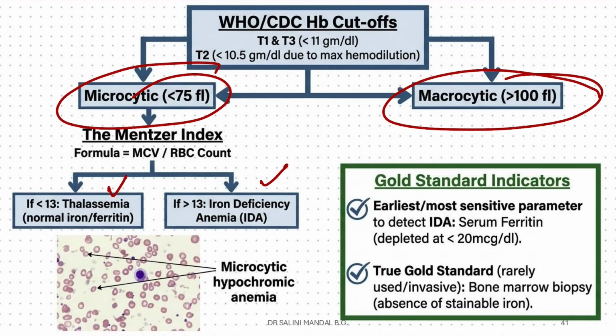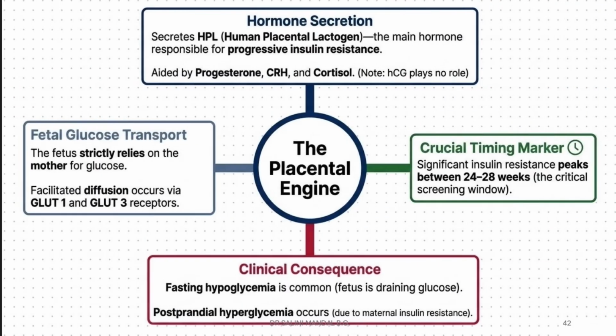So what are we going to do? We are going to do a gold standard indicator. Check for serum ferritin. We are going to find out whether we have an iron deficiency anemia or not. Because if the serum ferritin is less than 20 microgram per deciliter, that means it is iron deficiency anemia. And what is the true gold standard investigation? That is a bone marrow biopsy, because there is going to be absence of stainable iron over here.